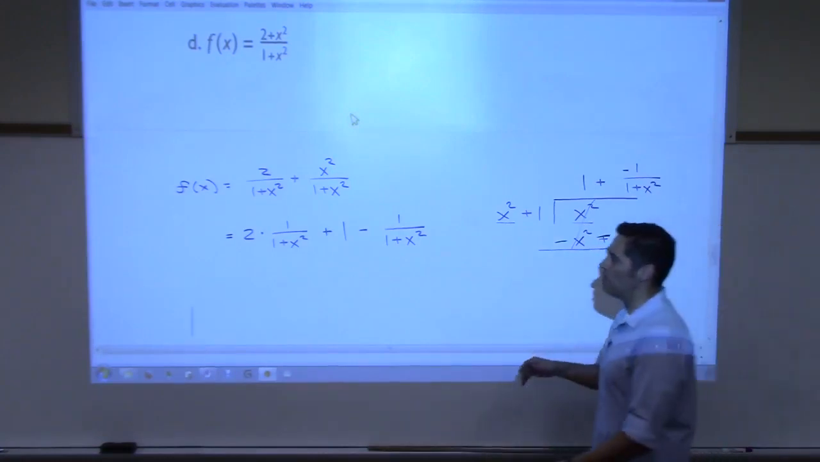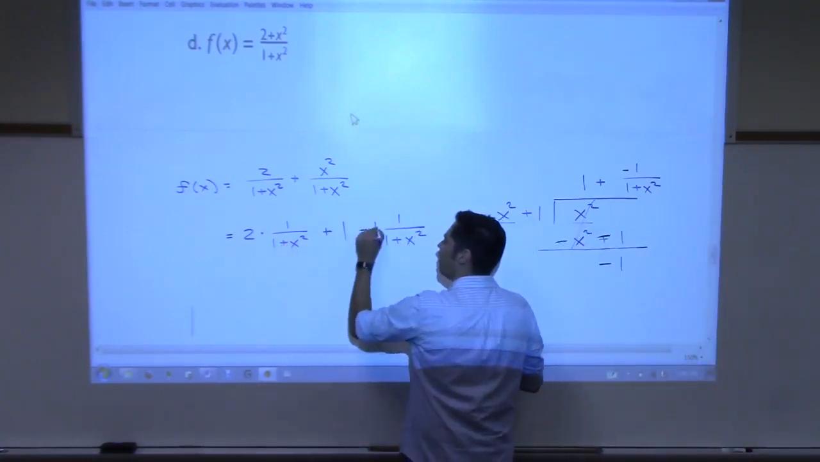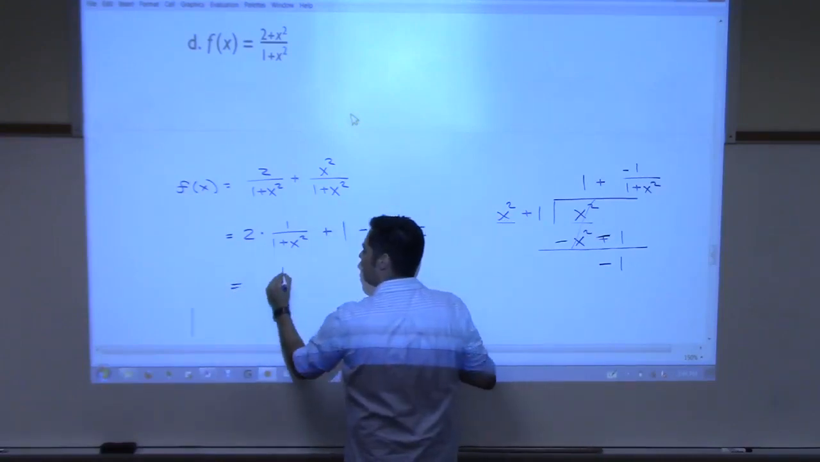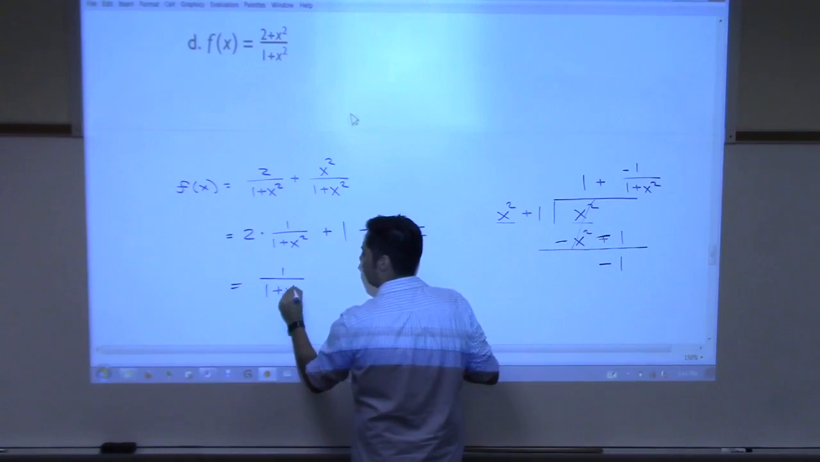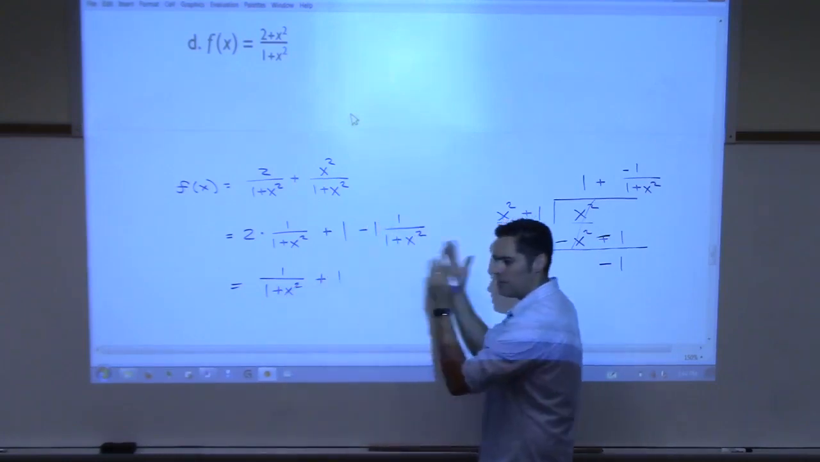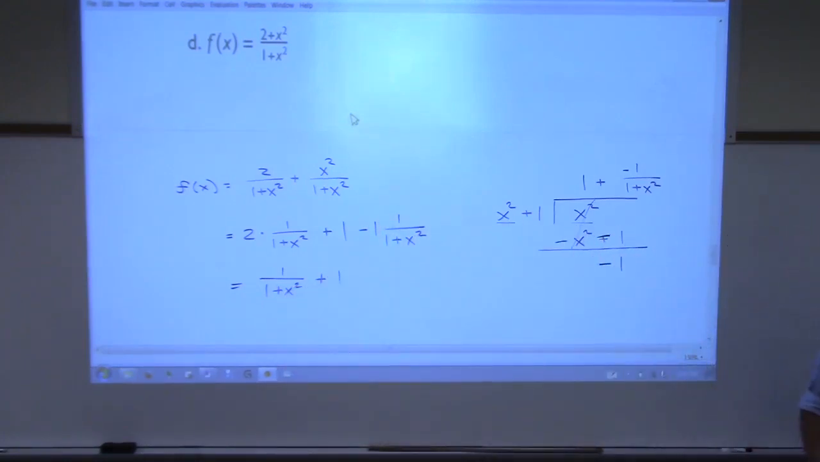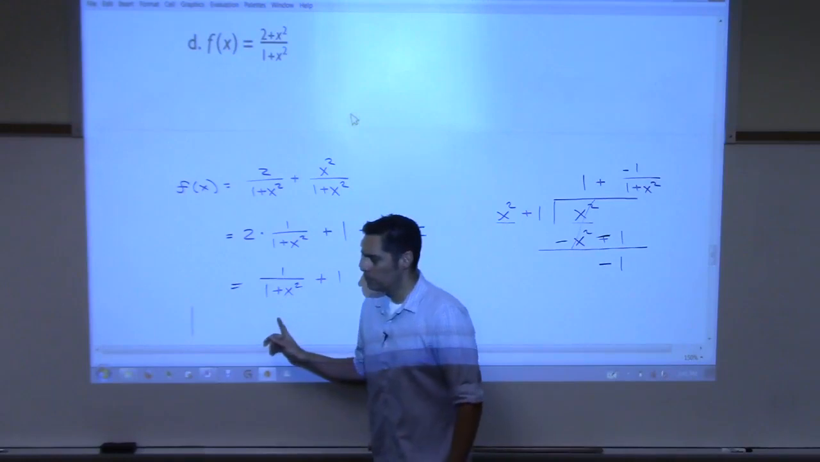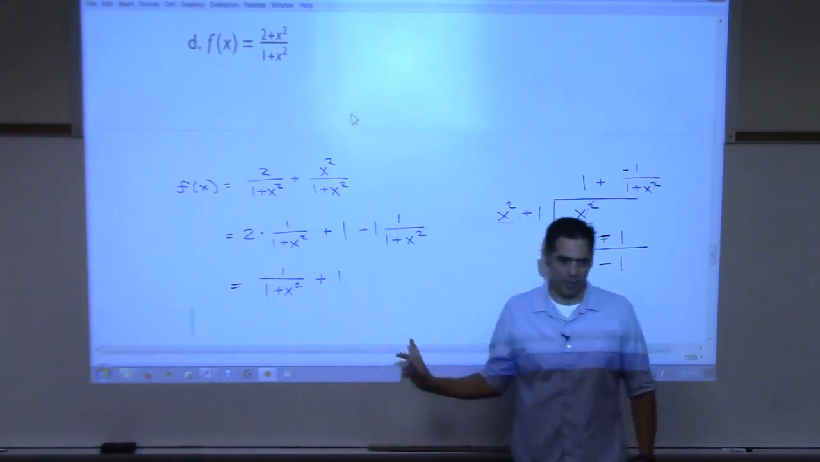Or, at this point, you could realize you have 2 of these minus 1 of those, and before you take the antiderivative, put those 2 together. That would just give you 1, wouldn't it? 1 of them? And now take the antiderivative, and you get exactly the same thing. Arctan x plus c. See it? Arctan x plus c.